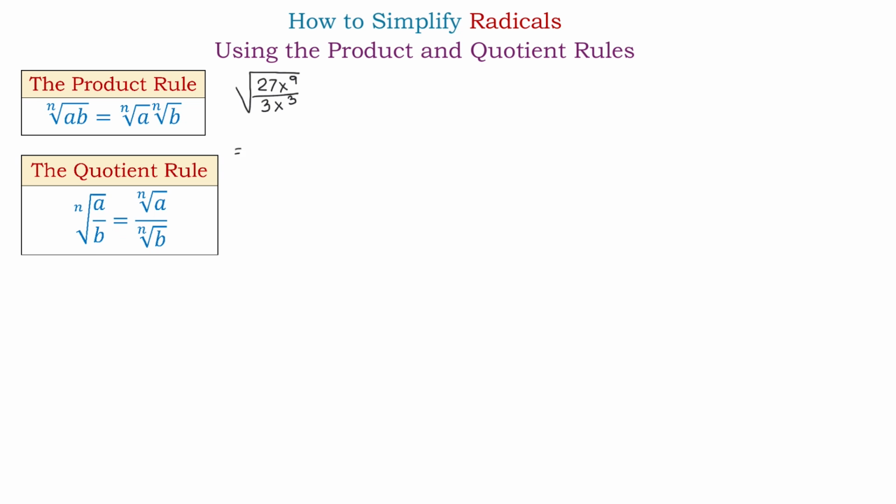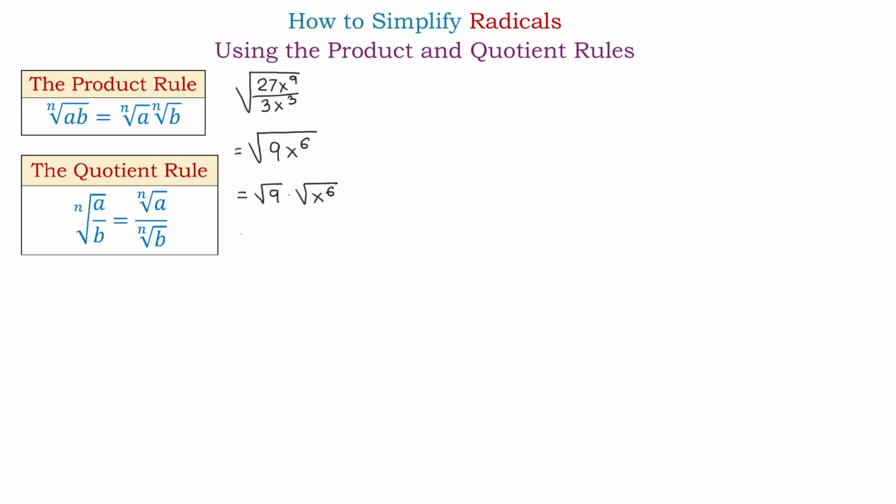So now we will have the square root of 9x to the 6th power. And we got this 6 by subtracting the exponents. Now in the next step we will apply the product rule, and we will write this expression as the square root of 9 times the square root of x to the 6th power. So the product rule allows us to write the radical of a product as a product of two radicals.